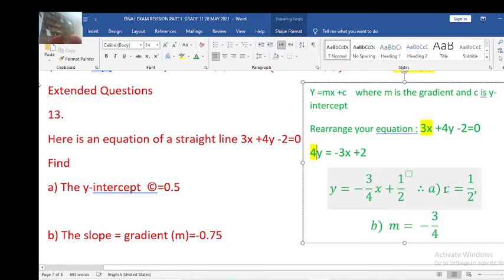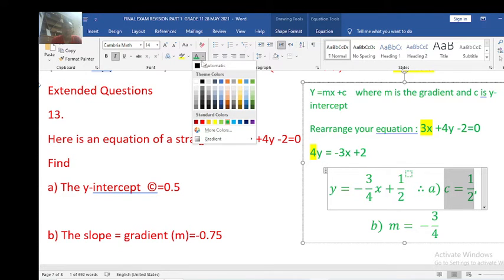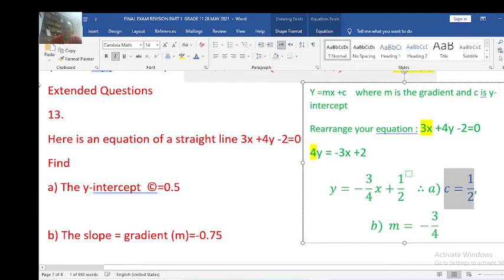Therefore c, the y-intercept, is equal to half, or 1 over 2 as you like, and m, the gradient, is equal to negative 3 over 4, or negative 0.75. This is the answer for this question. I repeat this because I had a problem with the audio. Okay, now let's move to the next question.